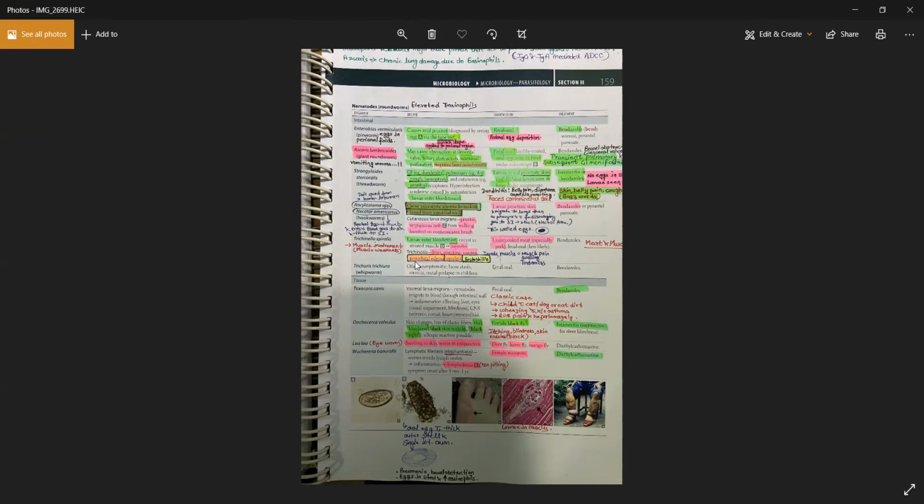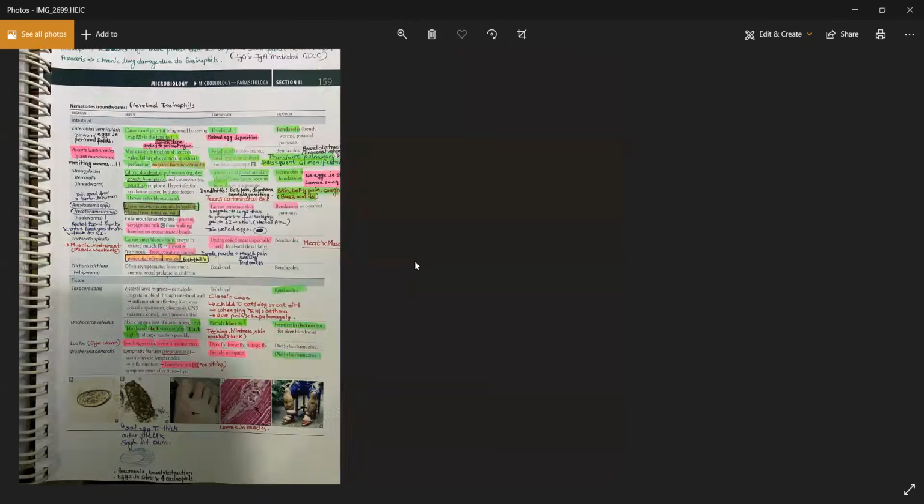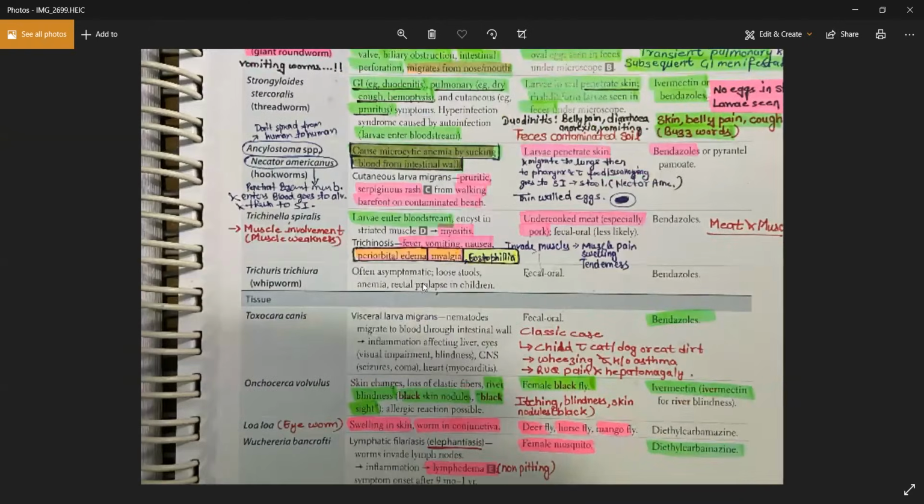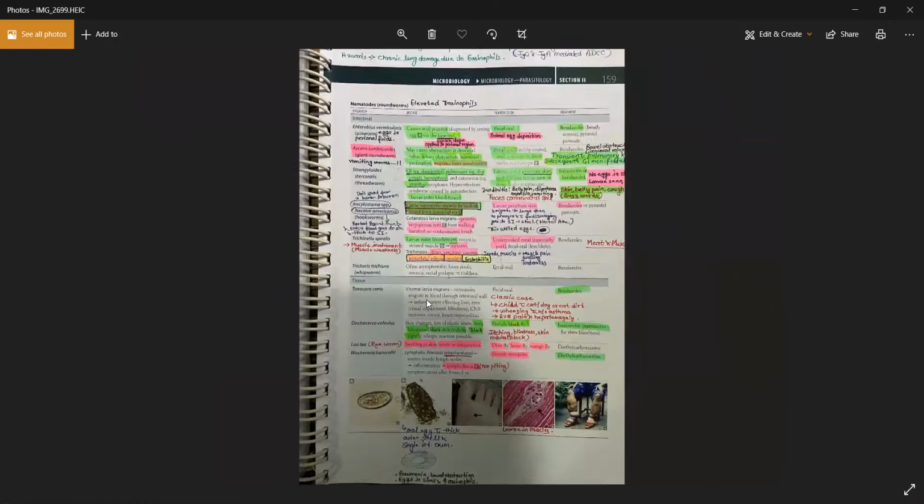Any doubt, folks? For Toxocara canis, is the wheezing because of direct damage from the larva or from the eosinophilia? From eosinophilia also, and because the larva would go into your lungs also. That's why both of the things. Okay. Thank you.